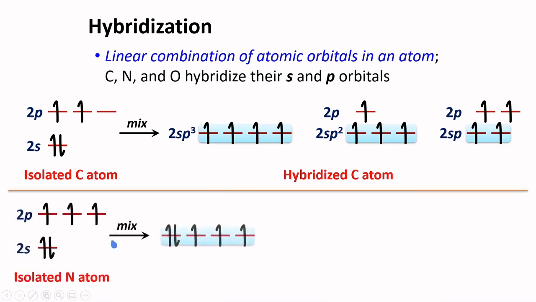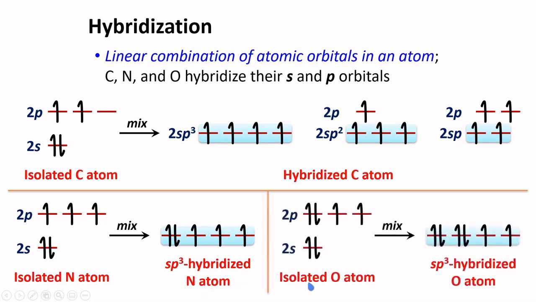If we are to examine an isolated nitrogen atom, it will have this arrangement of electrons, and once you mix them, you will get sp3 hybridized nitrogen atoms. There are 4 hybridized orbitals here, and one of the orbitals is already filled by 2 electrons. These 2 electrons will form the lone pair, and the remaining unpaired electrons here will form the sigma bonds. So there will be 3 sigma bonds for the nitrogen atom.